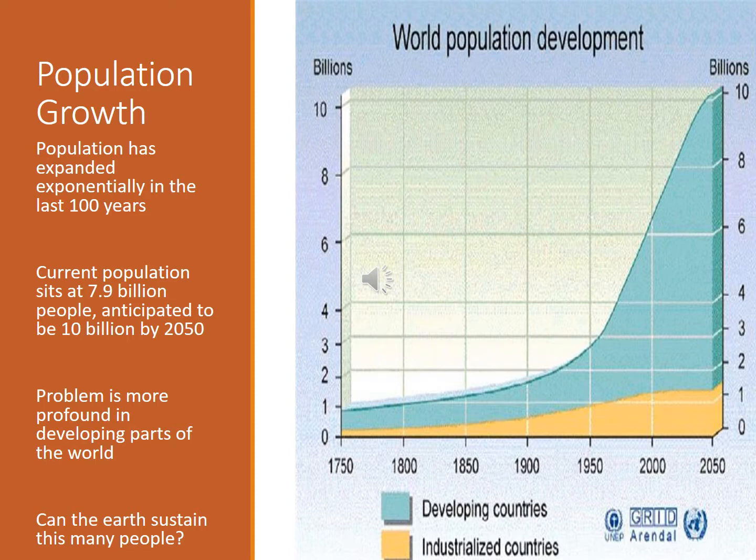As you can see from the chart, current population sits around 8 billion people. We're obviously between the year 2000 and the year 2050. Right now, we've got around 8 billion people in the world, and that number is anticipated to rise to 10 billion by the year 2050.